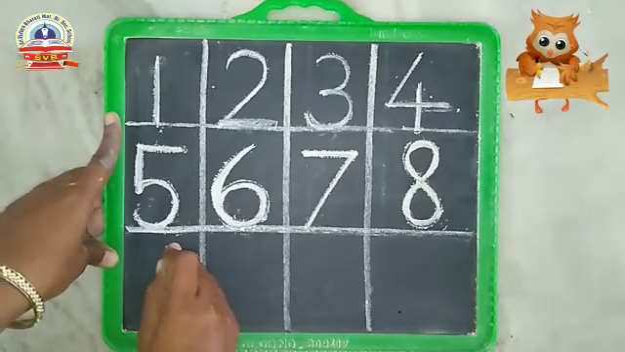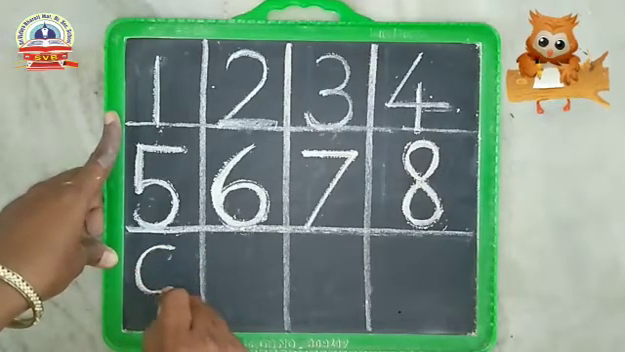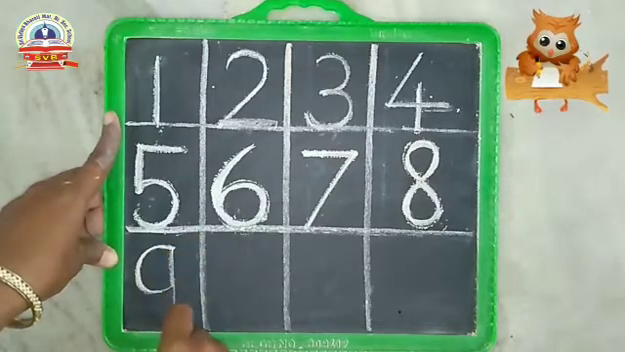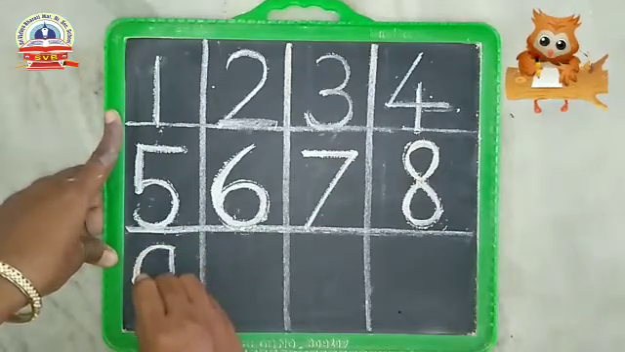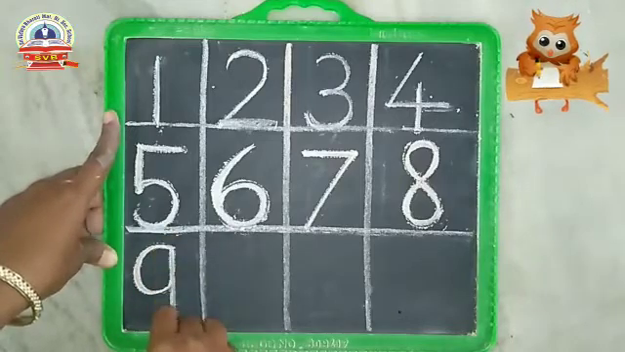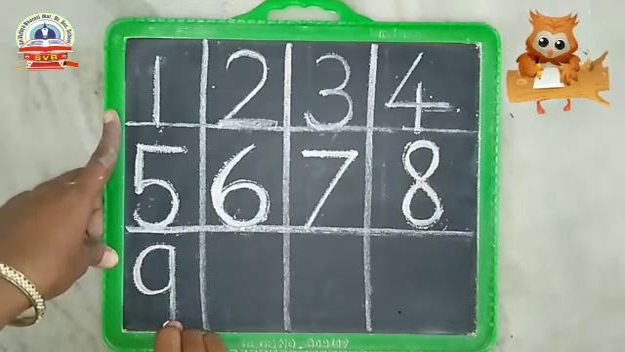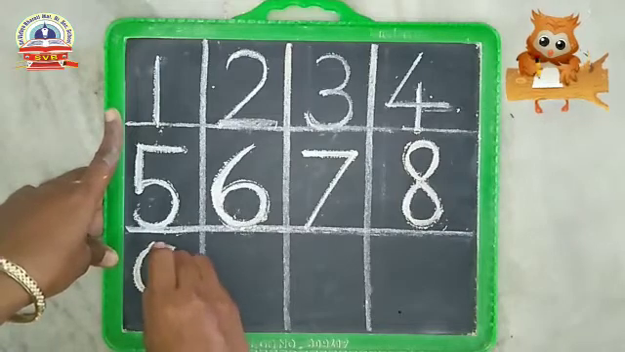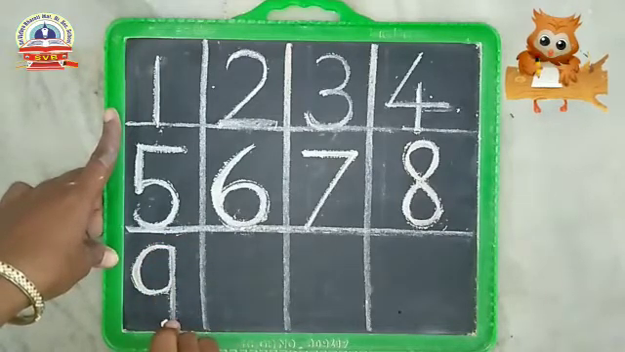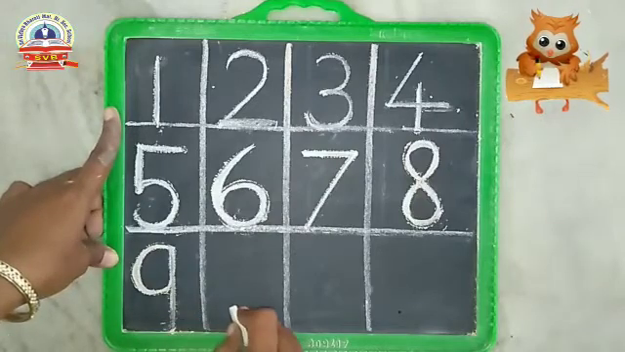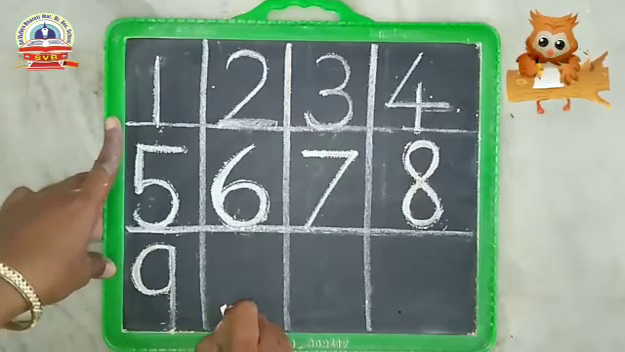See here, right curve and standing line. This is number 9. Write again, right curve and standing line. This is number 9. Write with me, right curve and standing line. This is number 9. Next comes 10.